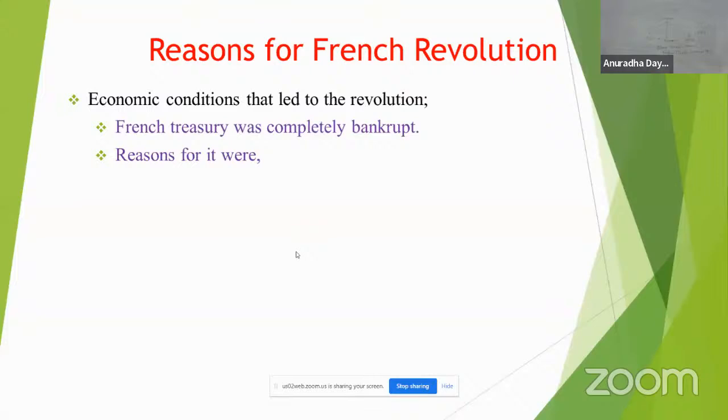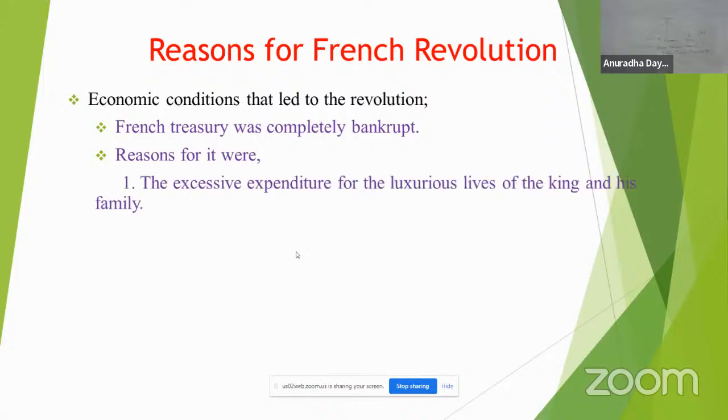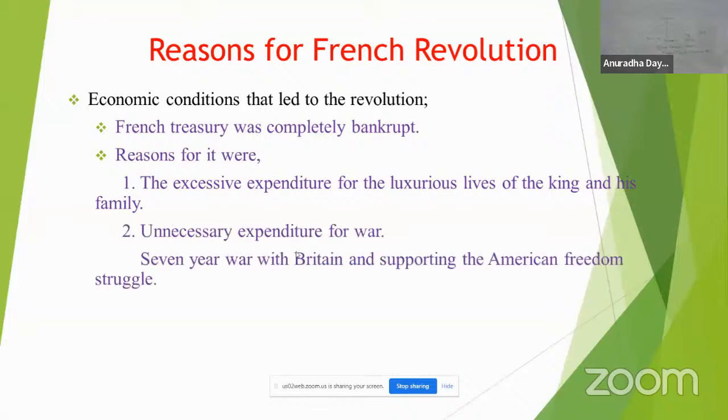Because of that, the king was unnecessarily using public money for his enjoyment, for his luxurious life, and to fight the unnecessary war with Great Britain. So why the unnecessary war? The excessive expenditure for the luxurious lives of the king and his family. Unnecessary expenditure for war: the Seven Years' War with Great Britain and supporting the American freedom struggle.